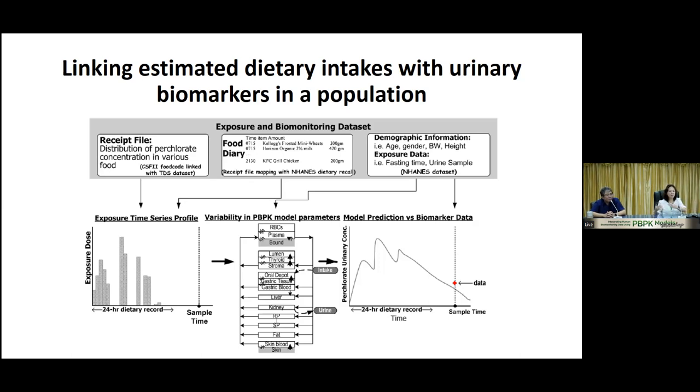And then we put it in the PBPK model to predict urine concentration. So the line you see on the right is urine concentration because of the meals that this person eats. So you kind of see the three or four peaks come from the intake.